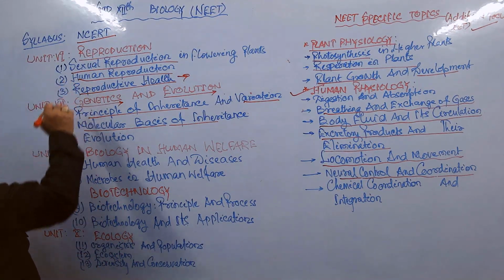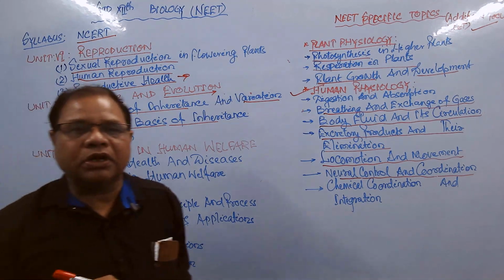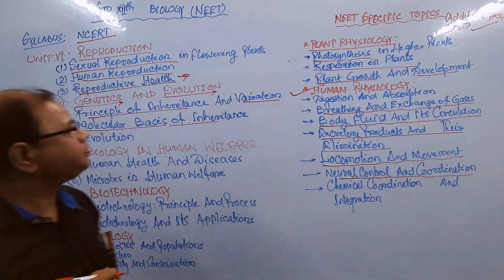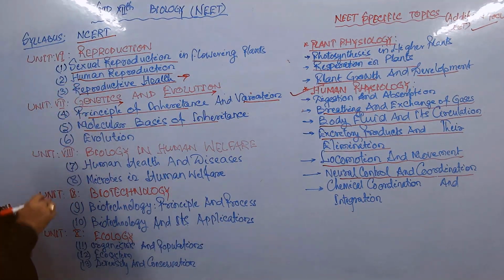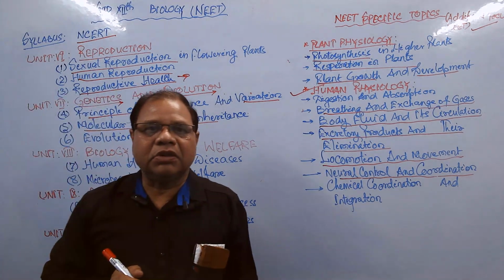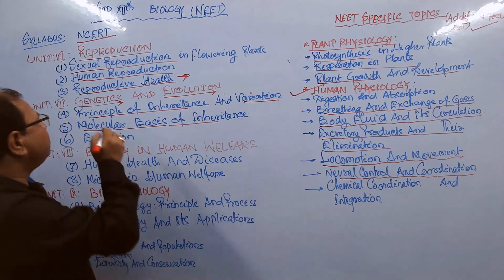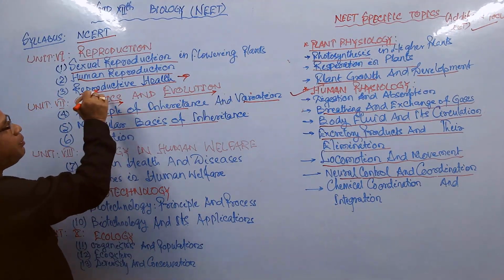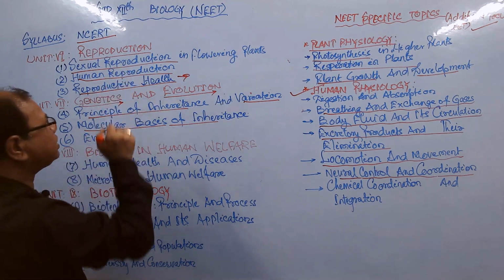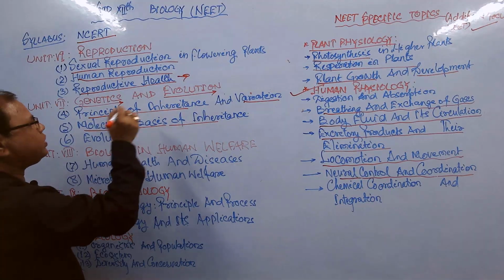The next point is human reproduction. Human reproduction is a very essential part for NEET as well as the board exam. The NEET exam is completely dependent on the textual basis of NCERT. Now, reproductive health. Reproductive health is also very important, just like human reproduction. And now the next point comes: genetics and evolution.